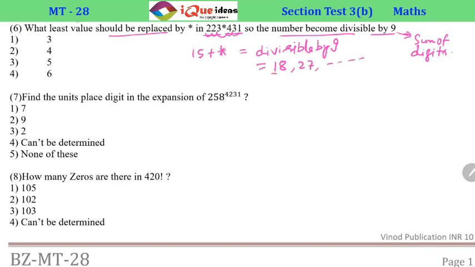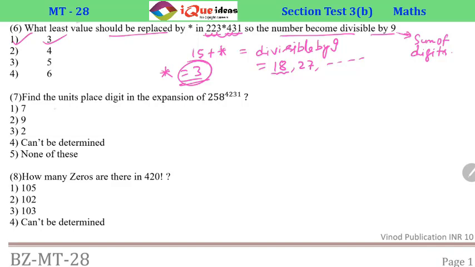Now, if I take 18, star value will be equal to 3. But if I take 27, star value will be 12. Now, 12 cannot be a single digit number because star here has to be a single digit number. So, it has to be 3. So, if you look at the options, it is the first option that is the correct answer.